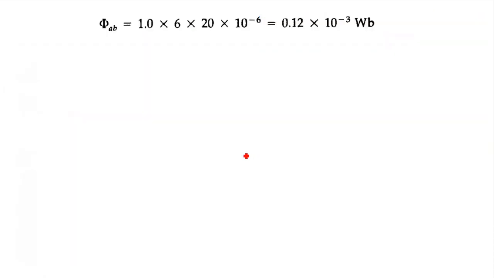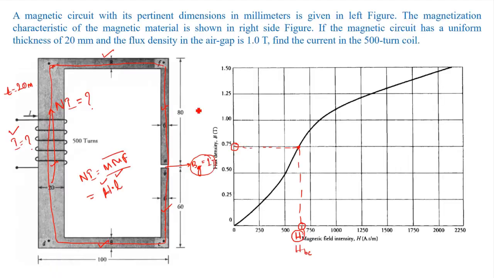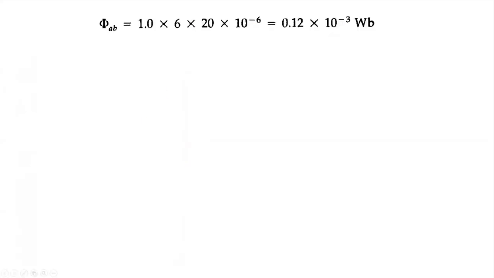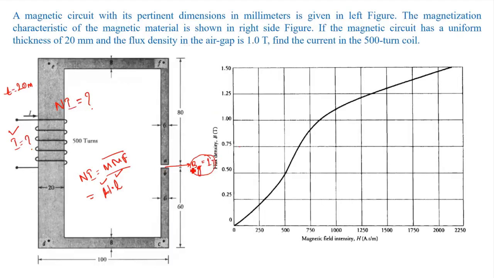So now let us see. The flux density is given in the air gap, that is the section AB, right? Let me erase all this. So section AB is given here, that is 1 Tesla flux density. And now I want to find the flux in the air gap. So how much flux will pass through it? That is nothing but 1 Tesla into area. Area I can find, all the dimensions are given, right?